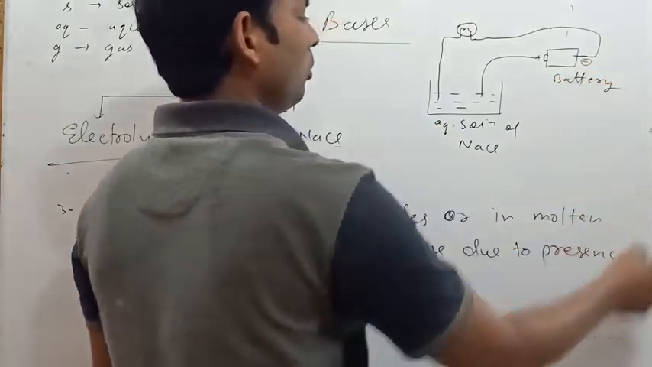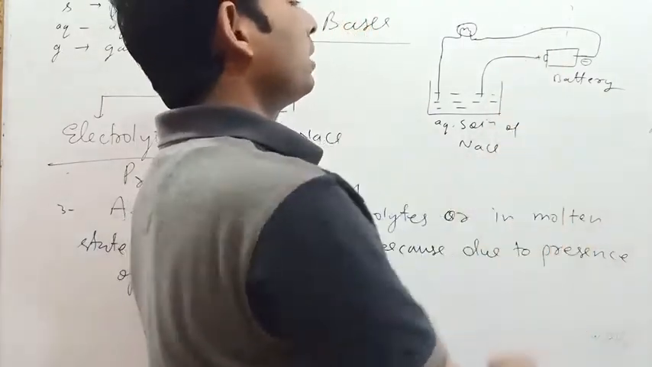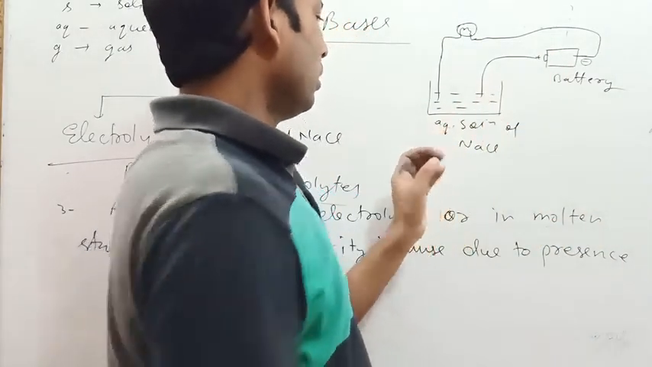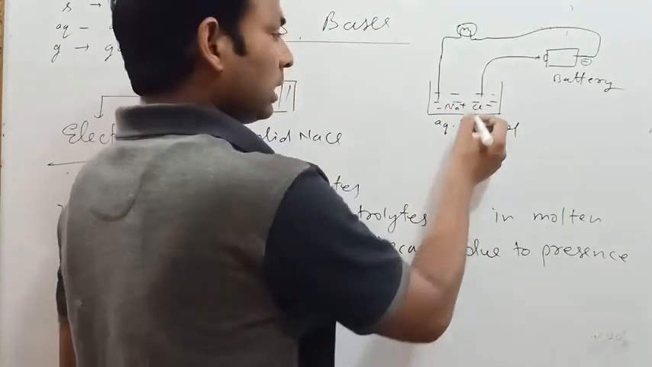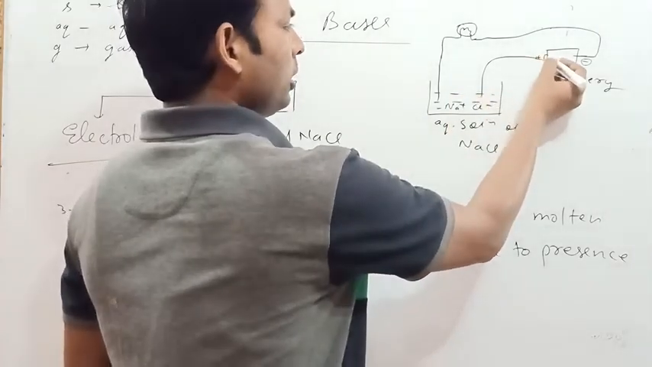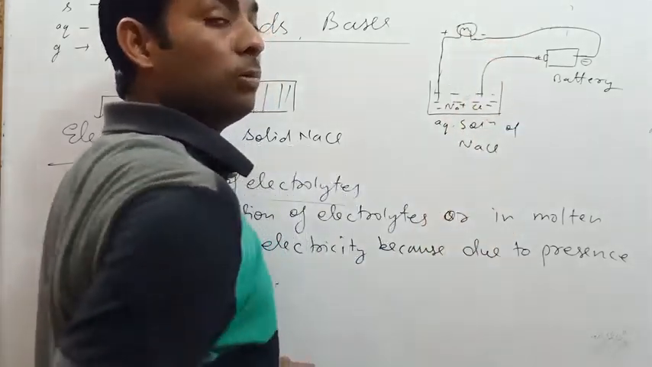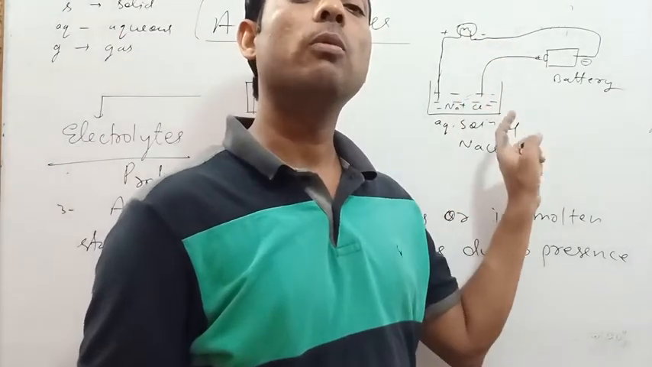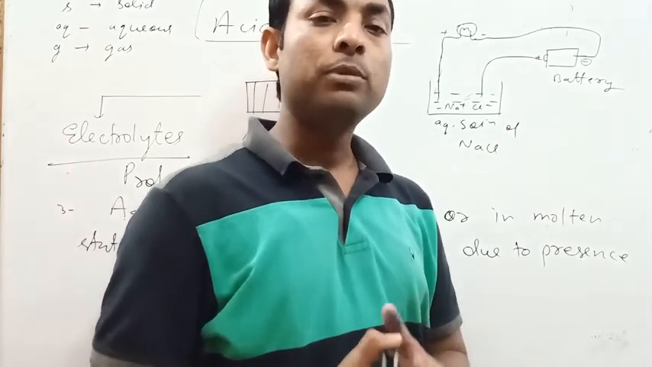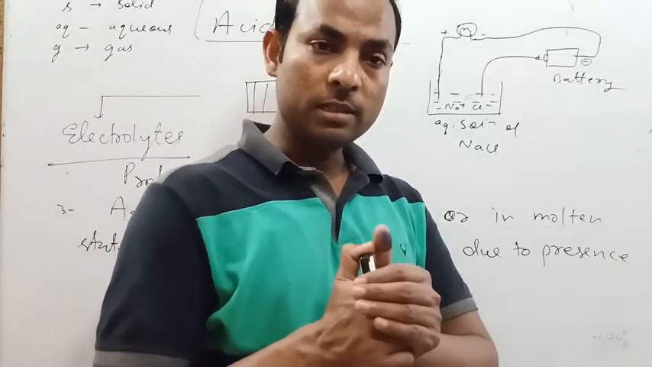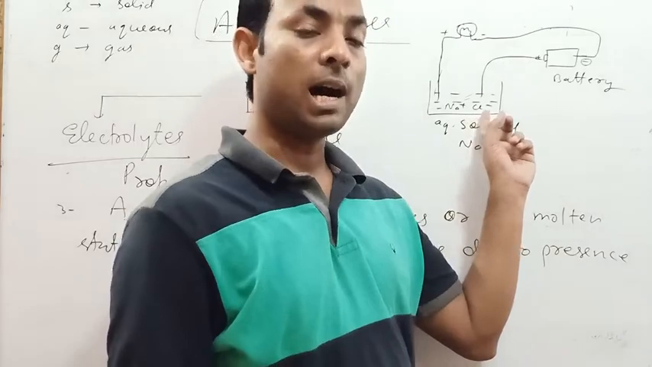Look here. When I connect the battery with the cell, the aqueous solution of NaCl already has free ions, Na plus and Cl minus. So these ions are carriers. Current flows from this side, this is plus, this is also plus, and this one is minus, and the bulb will glow. Why? Because the aqueous solution of NaCl has the tendency to conduct electricity. This is happening only due to the presence of free ions.